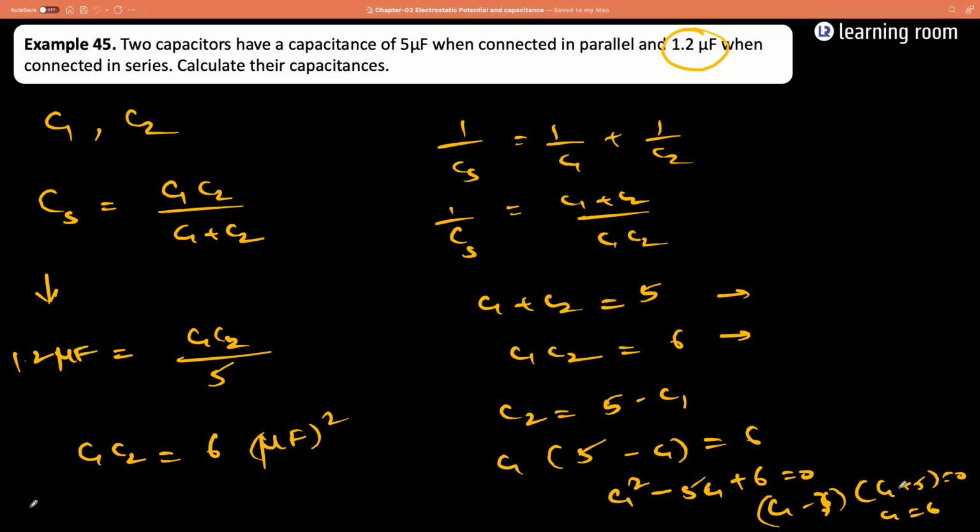Correct. So C1 is 3 or 2. 3 comma 2 is the right answer, because 3 plus 2 will give you 5, and 3 into 2 by 3 plus 2 will give you 1.2. So C1 is 3, C2 is equal to 2, or you can take it in reverse also. We don't know which one is what. Okay, so I hope everyone understood this.